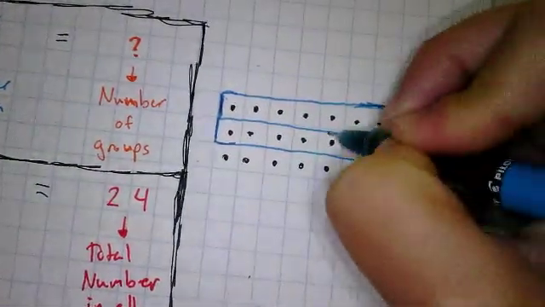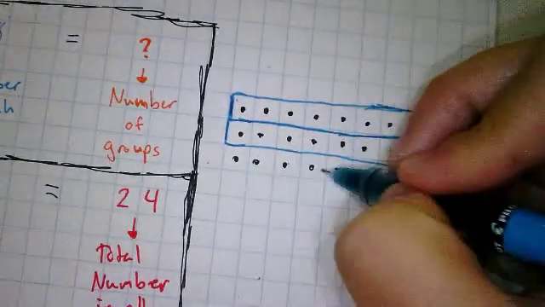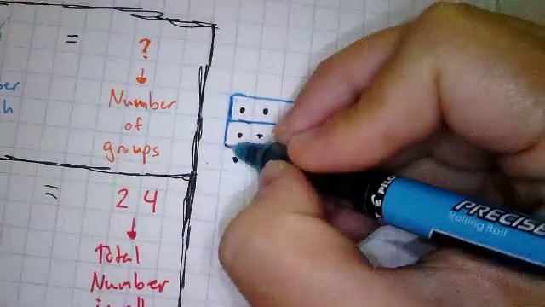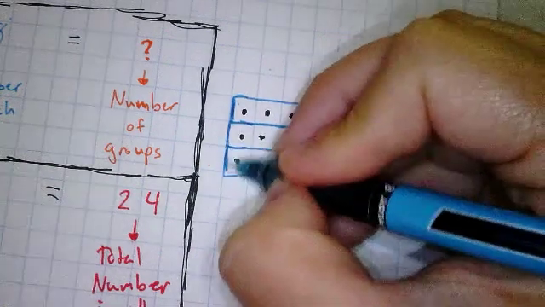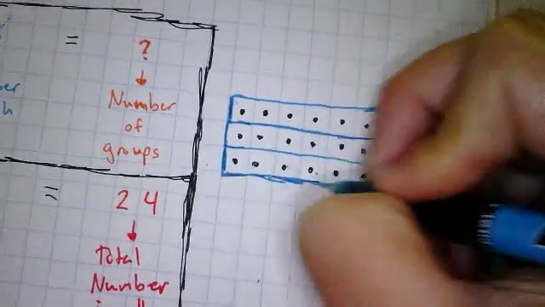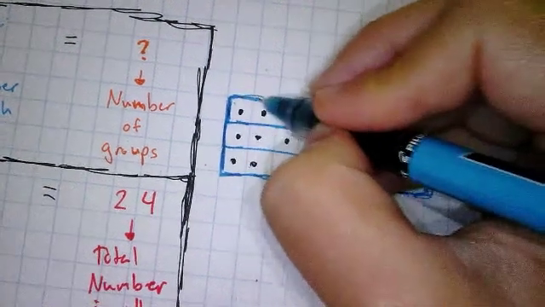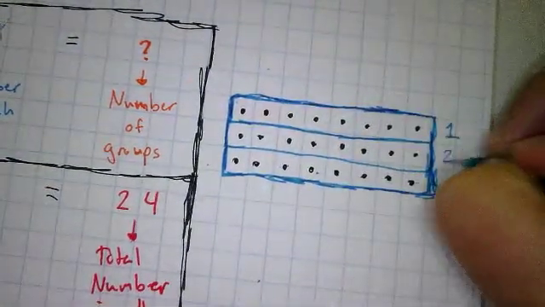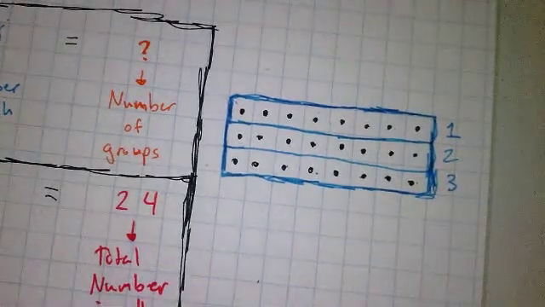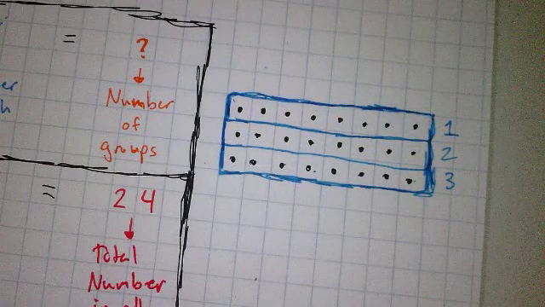Okay. And then 1, 2, 3, 4, 5, 6, 7, 8. That is another group of 8. Do I have any dots left? No. So how many groups of 8 do I have? I have 3 groups of 8, right? 1, 2, 3 groups, yes? So my number of groups would be 3.